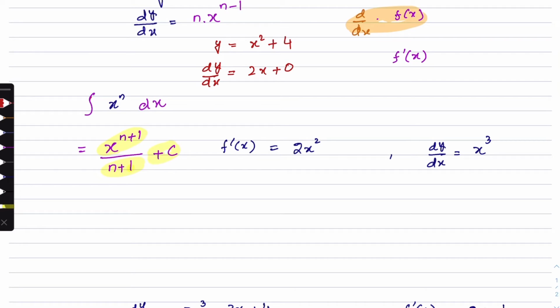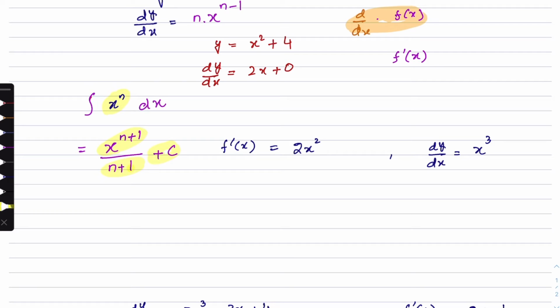You got my point? x power n is the derivative of some function. When we integrate it, it becomes x power n plus 1 divided by n plus 1, plus c. C is actually that constant which was removed in the process of differentiation.